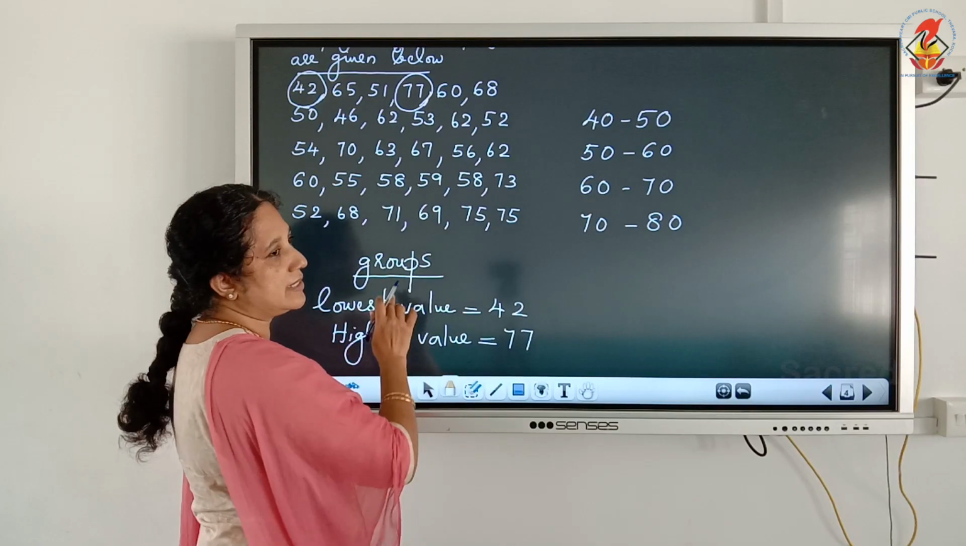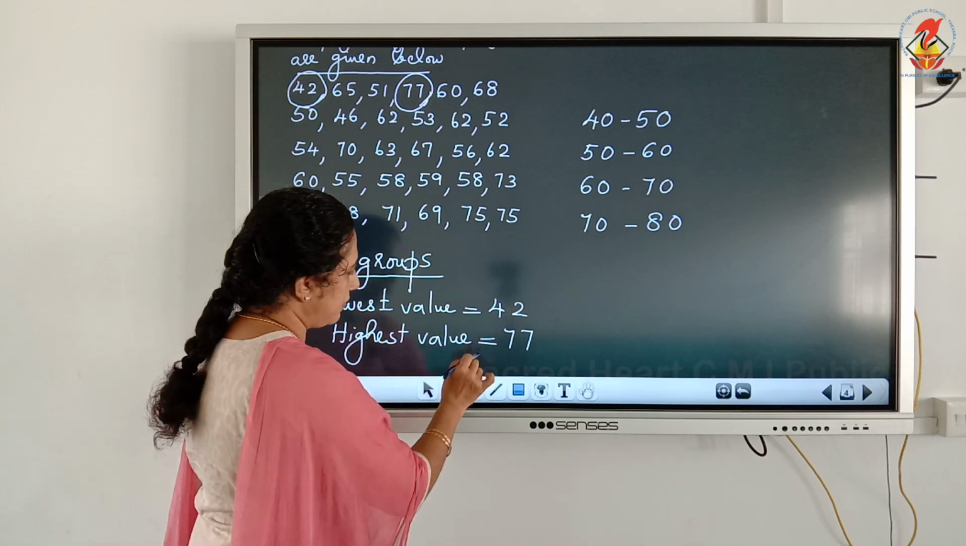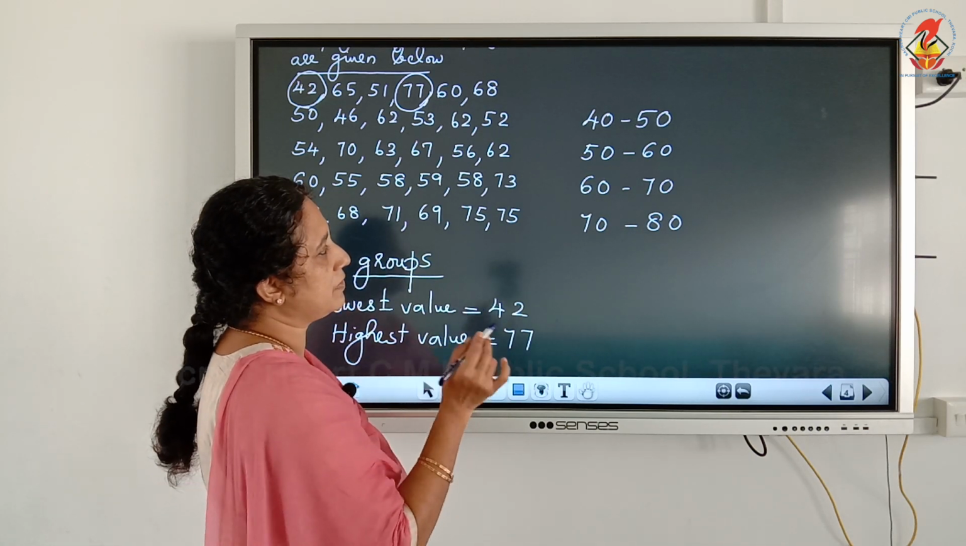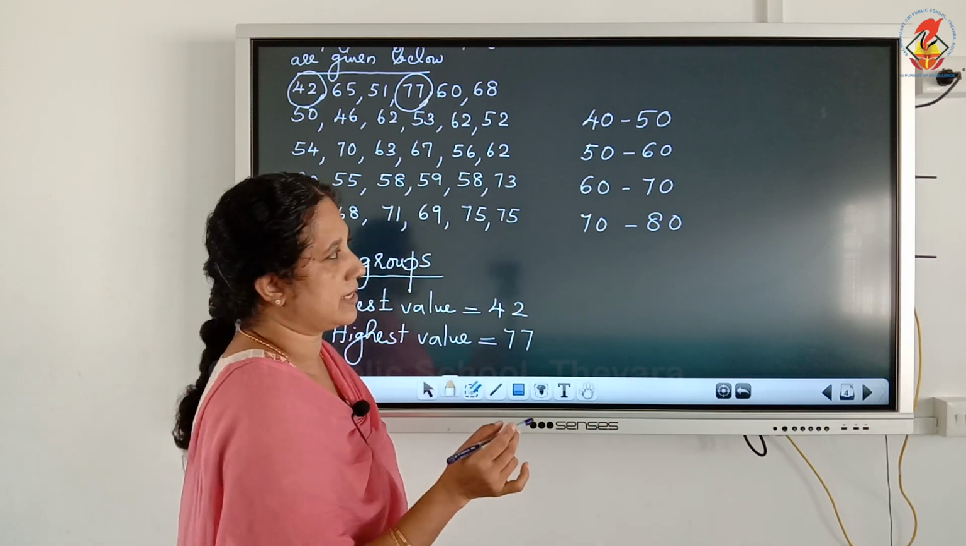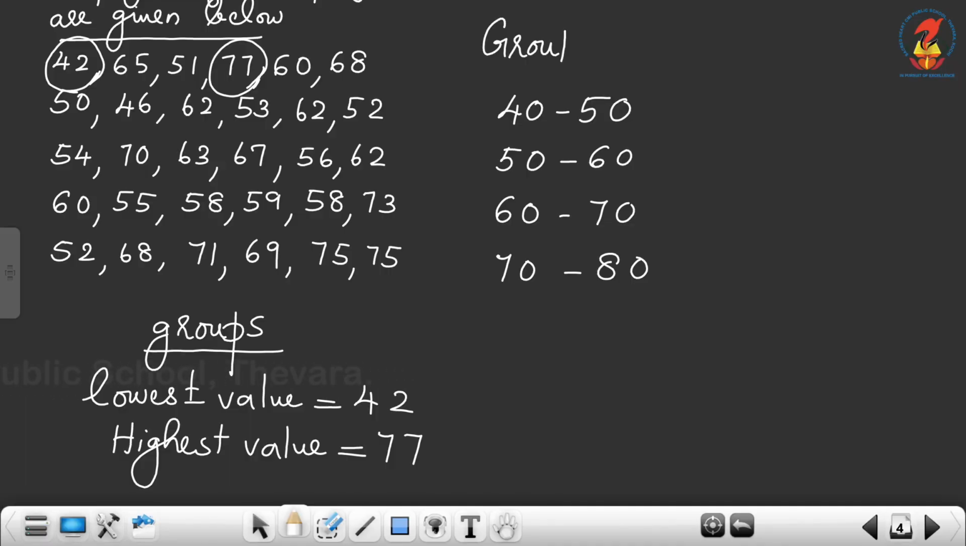So we have to divide the data into different groups. For that purpose, first of all find out the lowest value and the highest value, and you can make the groups: 40 to 50, 50 to 60, 60 to 70, 70 to 80. Now we have the groups. The next column is tally marks, and the last column will be frequency. That means how many times each entry occurs. That will give the frequency.